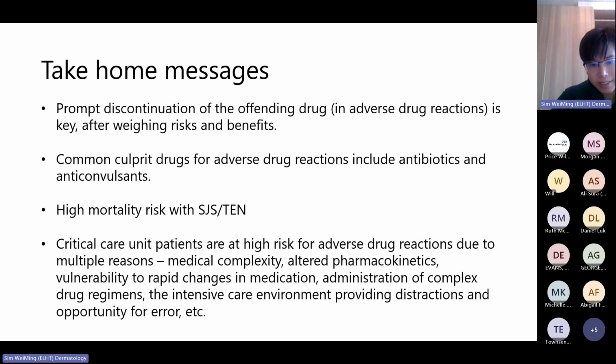You get a very high mortality with SJS and TEN, and I think for the CCU context as well, just take note that your patients are at a high risk for adverse drug reactions for the various reasons which we've mentioned before.